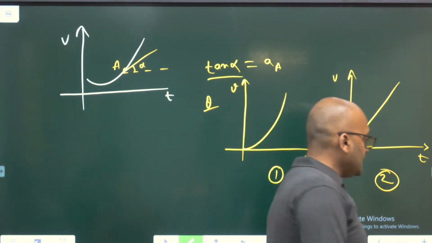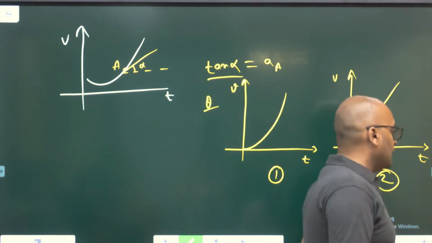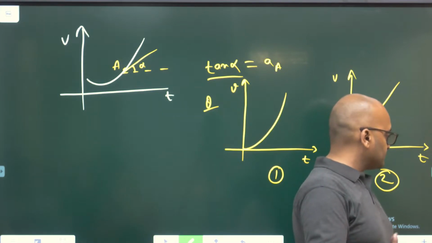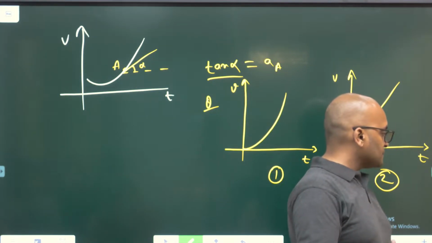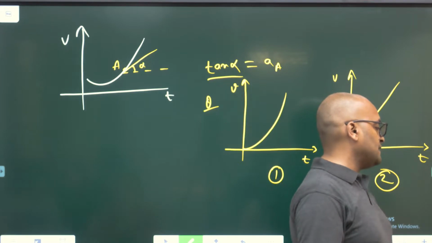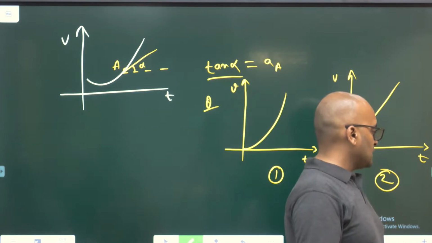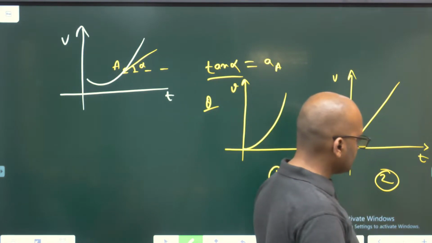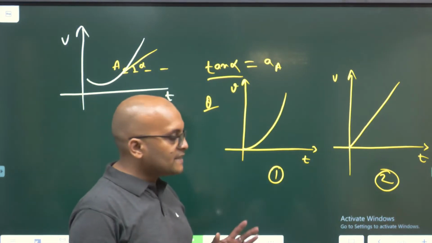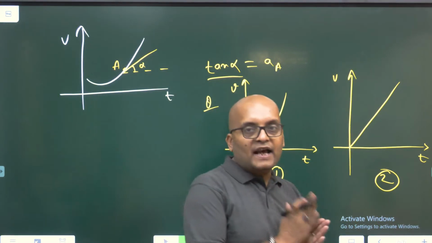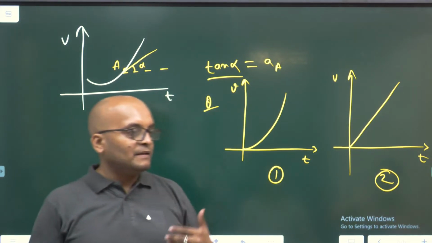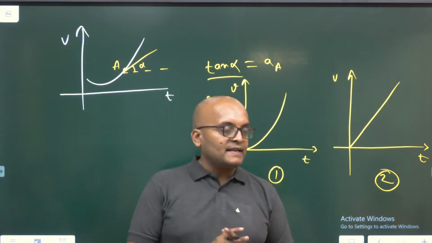Yes, Shireen, Bhavika, Gayatri, Anjana. Second graph. Okay, Gayatri, Bhavika, Anjana. Bhavika, again you are not speaking today, huh? Anjana, you also. So see, the question is, which has constant acceleration? Look at me.